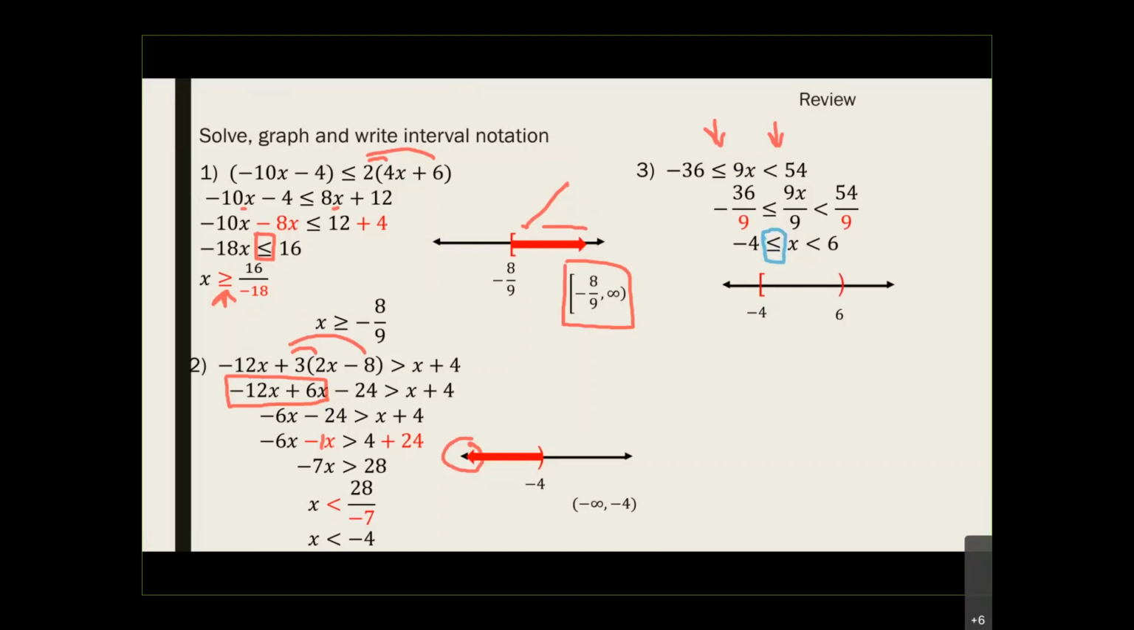Reminder that this is your graph for your compound inequality. It's basically asking you to find a number that is bigger than negative 4 but smaller than 6. And how do you write the interval notation? Interval notation is easy. You take whatever your graph is and insert the numbers on the inside. So this is the item in terms of compound inequality.